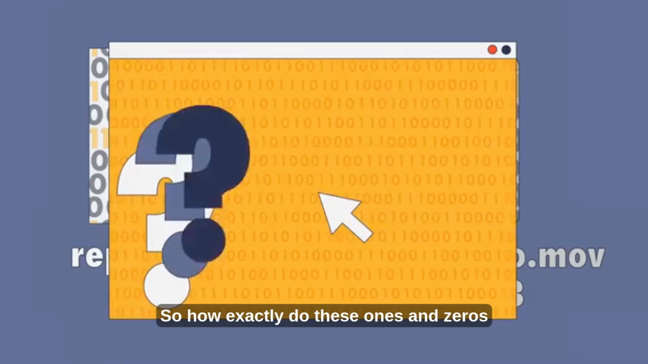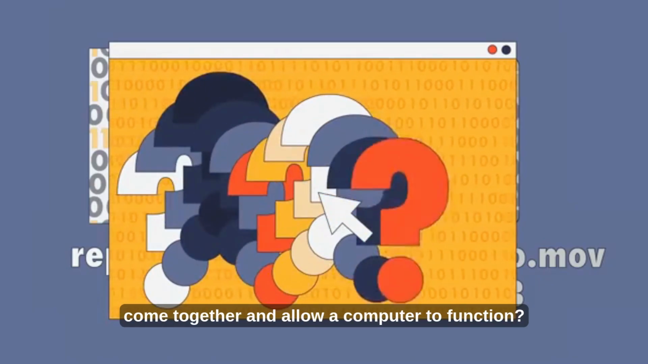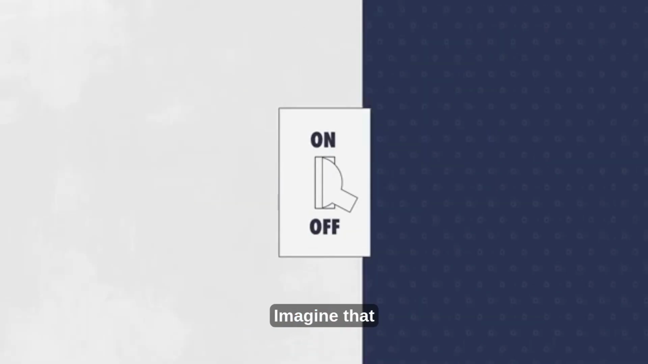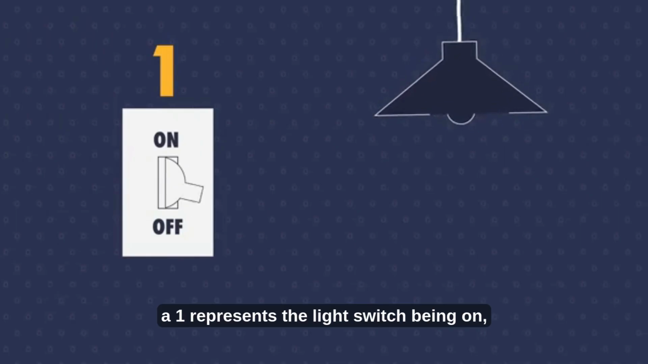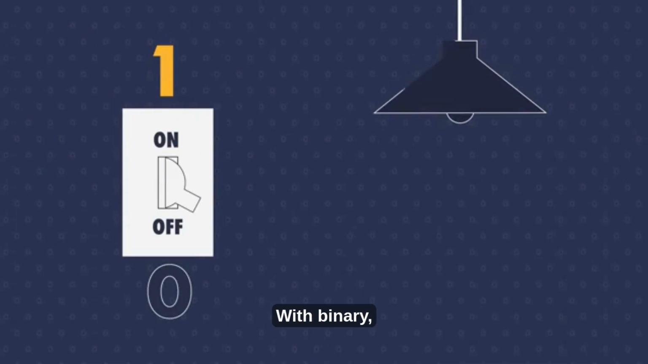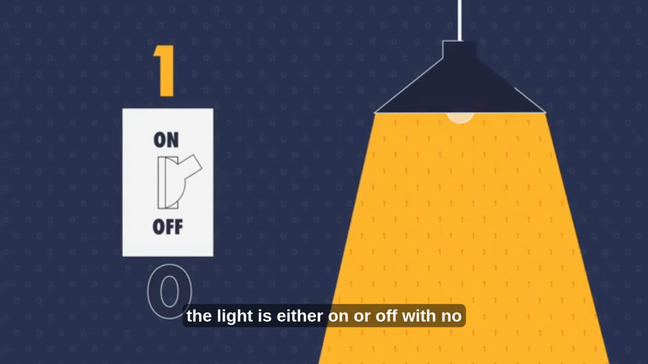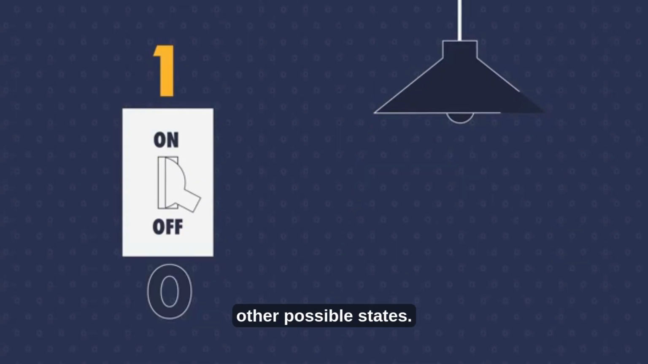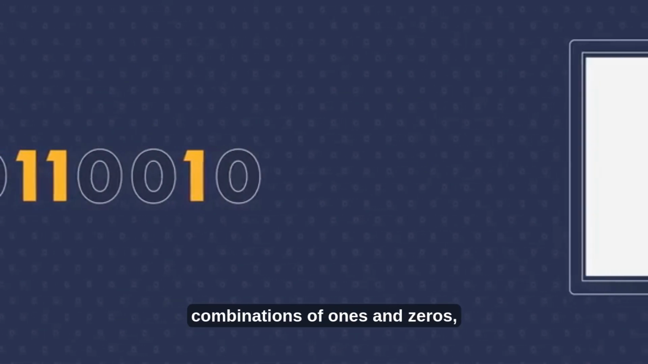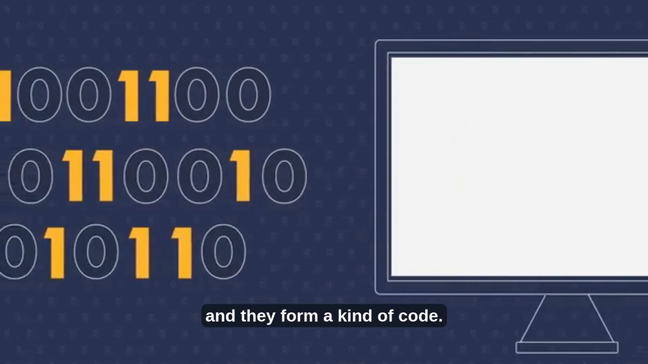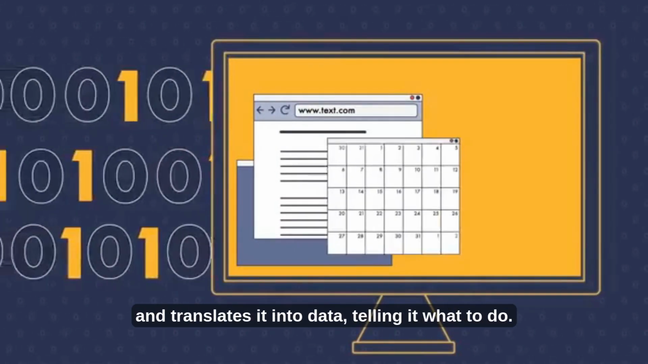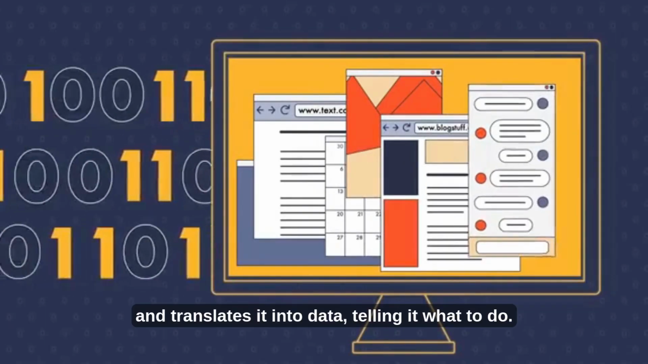So how exactly do these ones and zeros come together and allow a computer to function? Let's think of binary as a light switch. Imagine that a 1 represents the light switch being on, and 0 represents it being off. With binary, the light is either on or off with no other possible states. So these bits are strung together as different combinations of 1s and 0s, and they form a kind of code. Your computer then rapidly processes this code and translates it into data, telling it what to do.